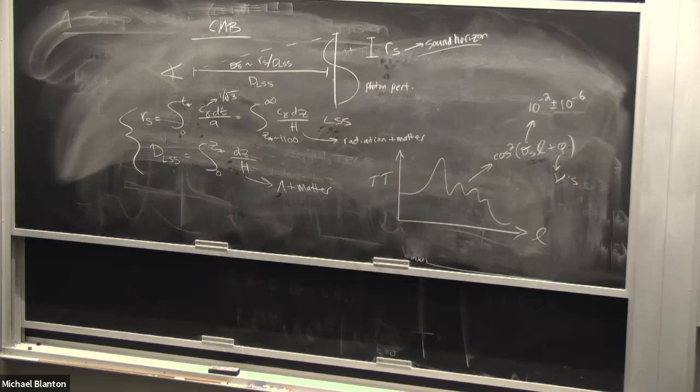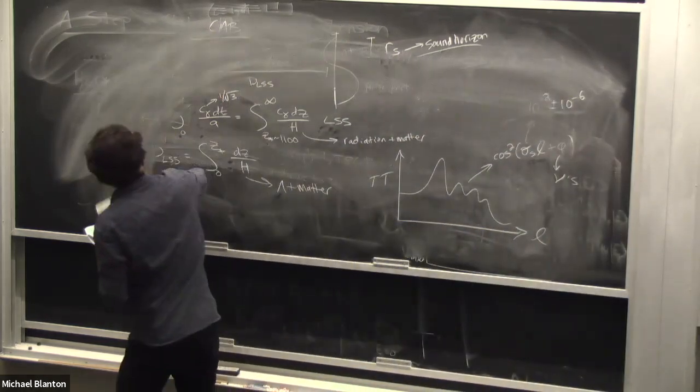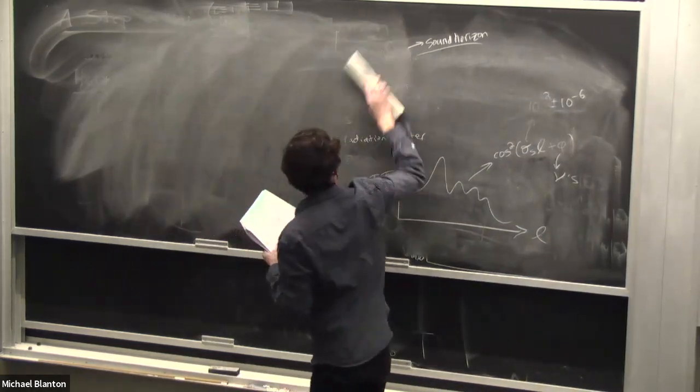Okay. This sounds like a simple thing to do. In principle, I could rescale the sound horizon by adding a little bit of extra radiation. But this turns out to muck everything up. Let me describe why that's not good, why this isn't a good solution.